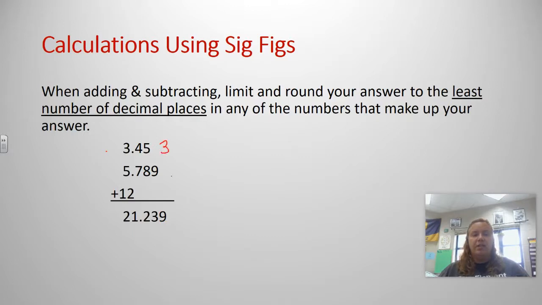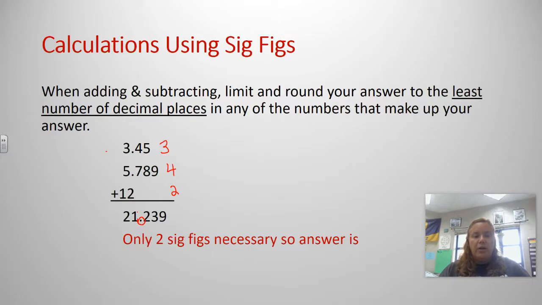3.45, we have 3 sig figs. Here we have 4, and here we have 2. So we have 2 sig figs, and it does not go past the decimal. So we're going to keep everything to the left of the decimal. Therefore, only 2 sig figs are necessary, so our answer is 21.